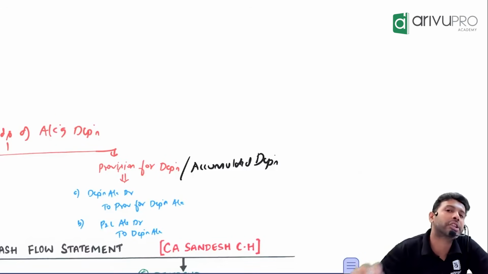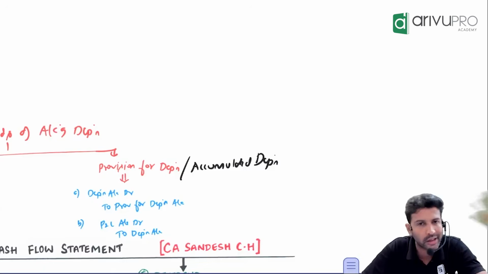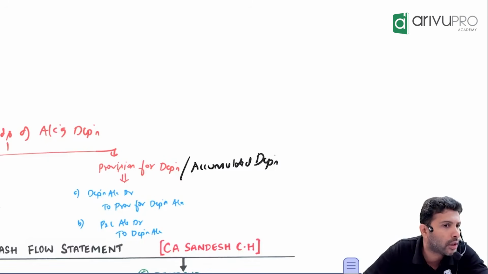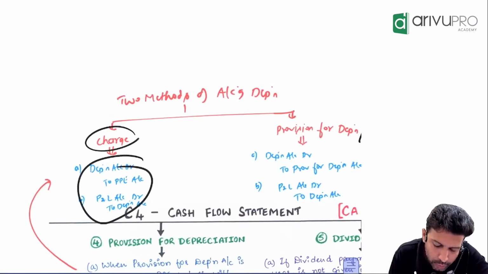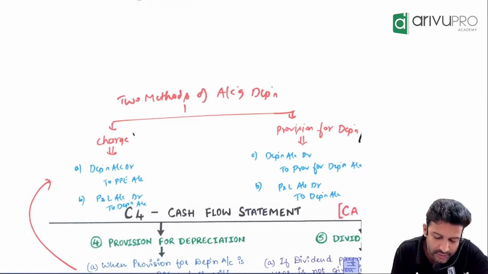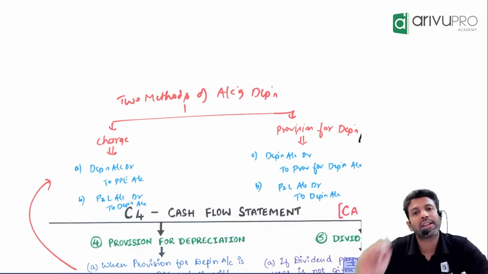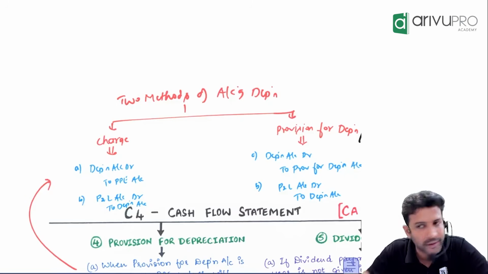Now, if the charge method is followed, what is the journal entry for depreciation? What is the normal journal entry for depreciation we pass? Depreciation account debit to asset account, and that depreciation we transfer to P&L. If you are doing that, we say you are following the charge method. If we are passing the entry like that, we say we are following what method? Charge method.